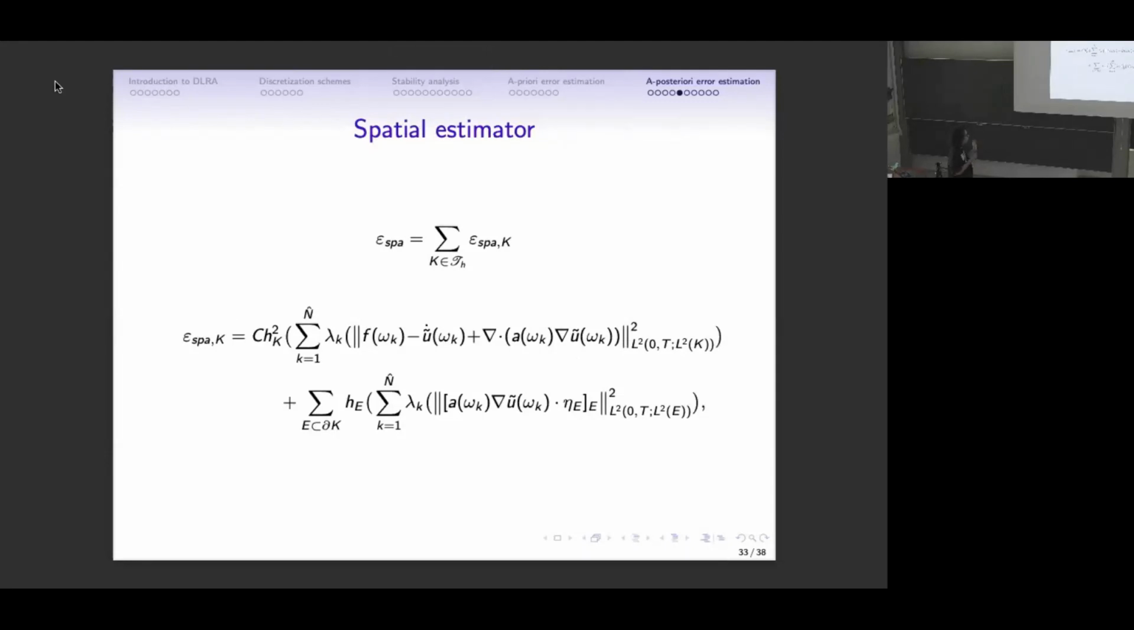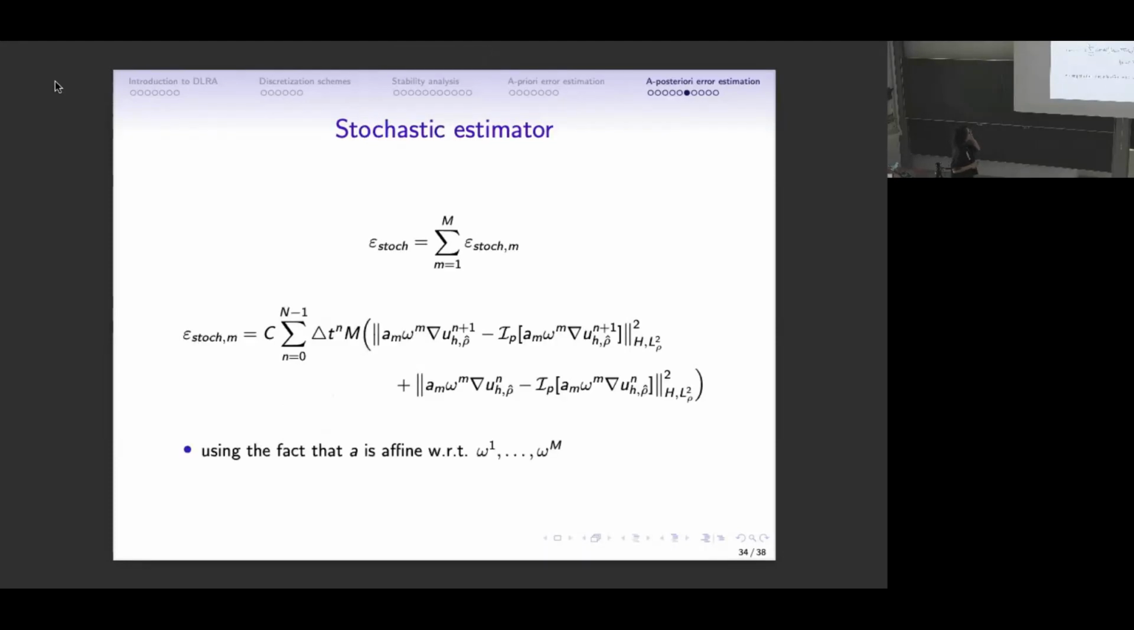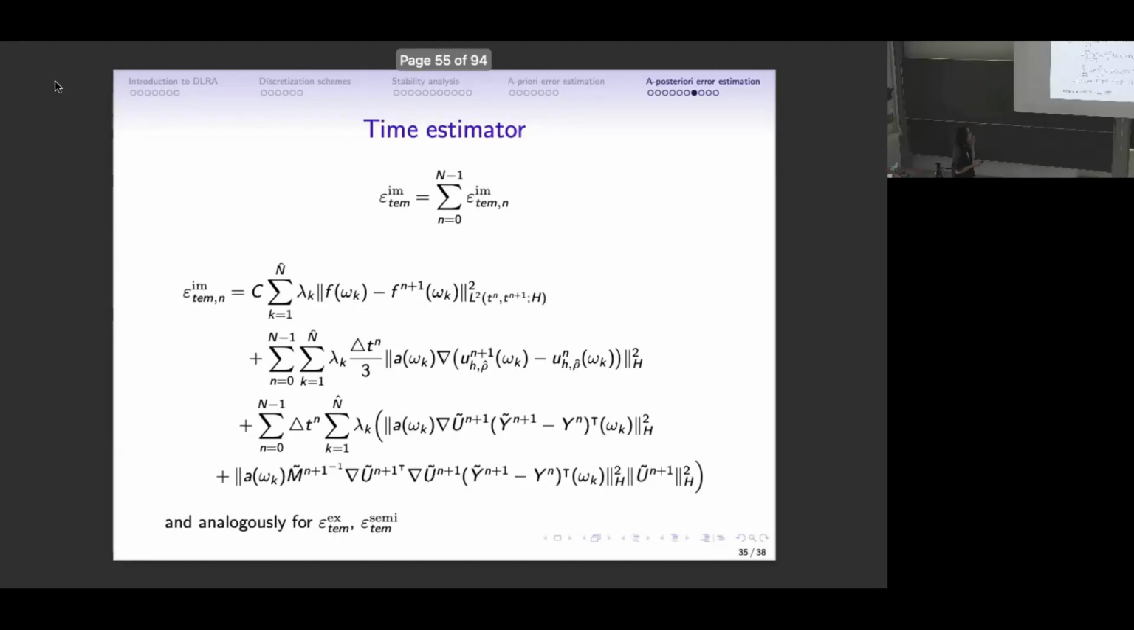Basically, I'm not going to go through the formulas because they are a bit complicated, but I want to just point out that the spatial estimator can be localized for every element in the triangulation. The stochastic estimator can be localized for every dimension of your stochastic space. For obtaining this, we use the fact that the diffusion coefficient is affine with respect to random variables. And then the temporal estimator can be localized for every time step.